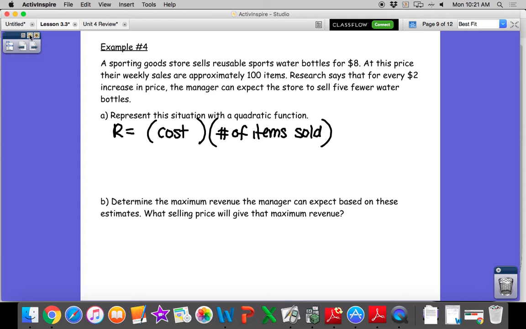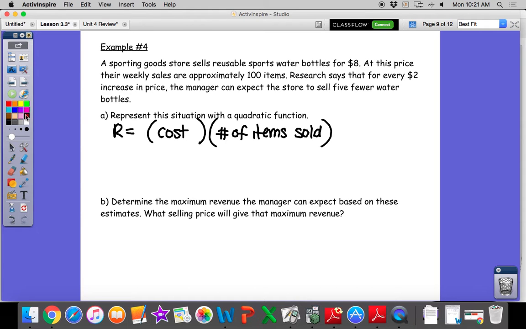So what I'll do is I'll circle the cost with one color. As you can see, there's a cost here, and there's also a cost here. So it says that if you sell the water bottle for $8, you can expect that for every $2 that you increase the price, you're going to lose some sales though.